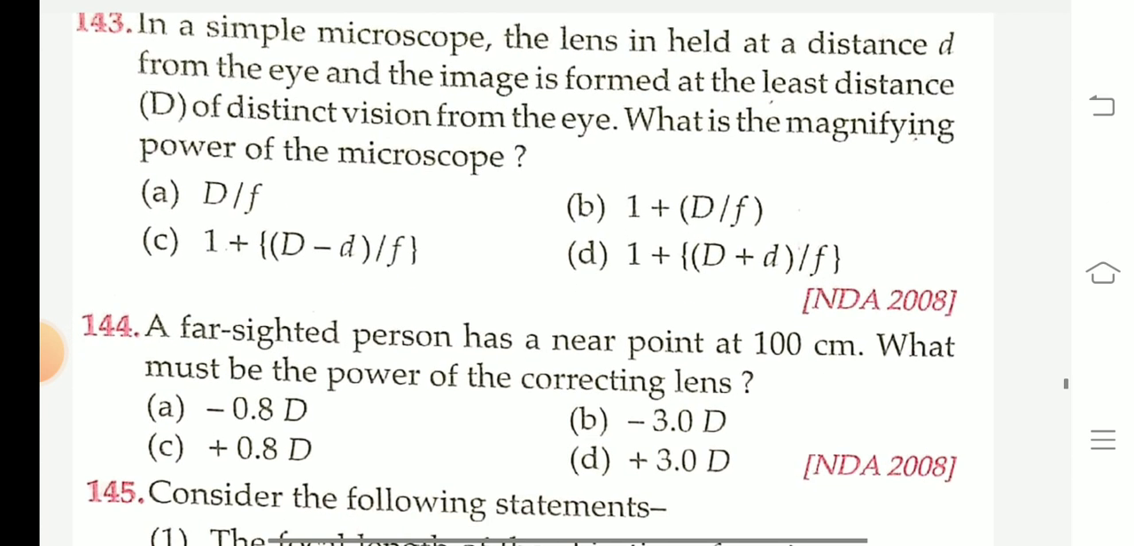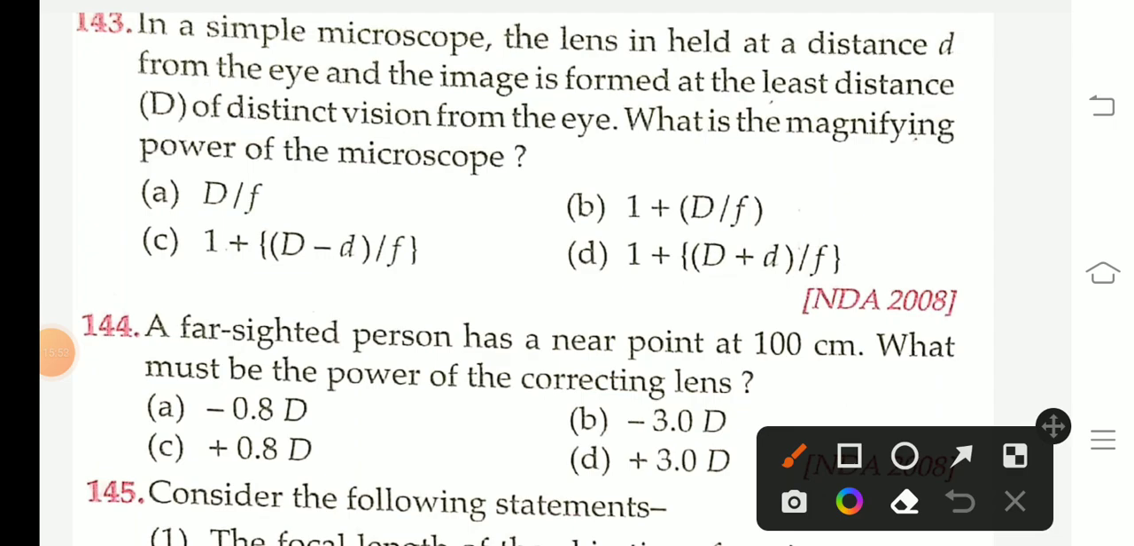Next, in a simple microscope, the lens is held at a distance d from the eye and the image is formed at the least distance D of distinct vision from the eye. What is the magnifying power of the microscope? Right answer will be option C, 1 plus D minus d by f.